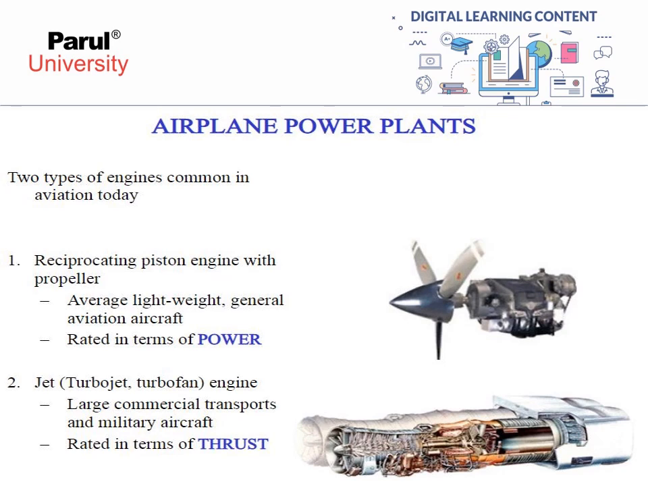Now, the aeroplane power plants. There are two types of engine common in aviation today. First is the reciprocating piston engine with propeller, used in average lighter weight general aviation aircraft and rated in terms of power. Second are turbojet and turbofan engines, used in large commercial transport and military aircraft and rated in terms of thrust.